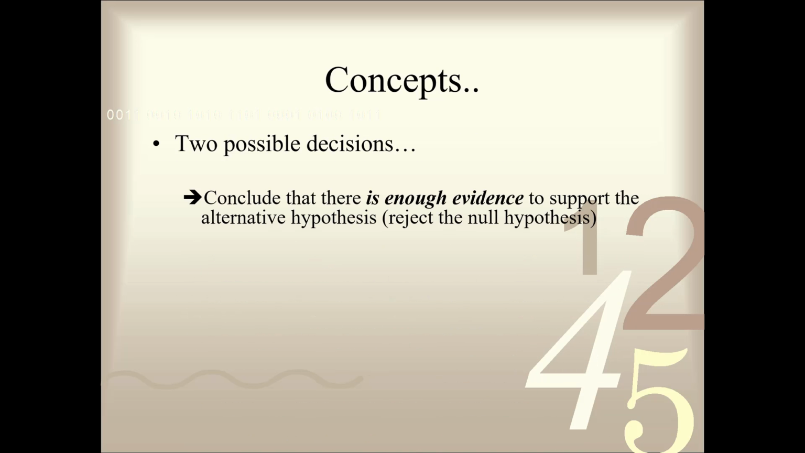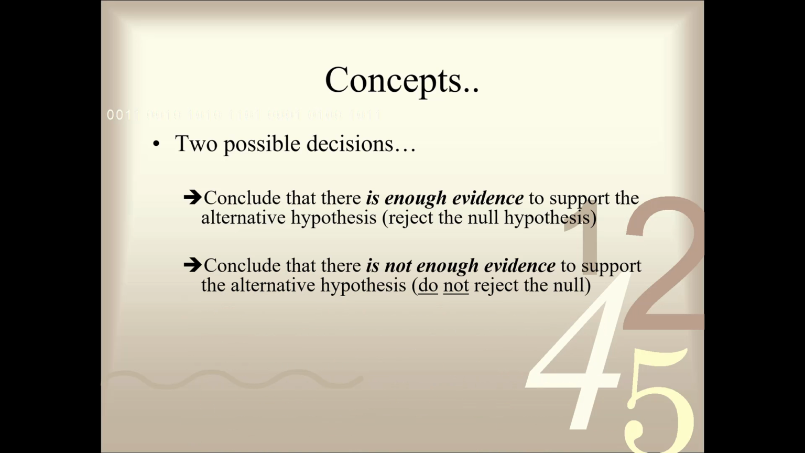Okay, so we have two possible decisions. Conclude that there is enough evidence to support the alternate hypothesis. In that case, we reject the null. Or conclude that there is not enough evidence that it's greater than 20,000, so not enough evidence to support the alternate hypothesis, so we do not reject the null. So basically, we're either rejecting or not rejecting the null. If we find evidence for the alternate, we're rejecting it. If we don't find evidence for the alternate, we're not rejecting it. We have to go with the innocent if we didn't prove guilt.